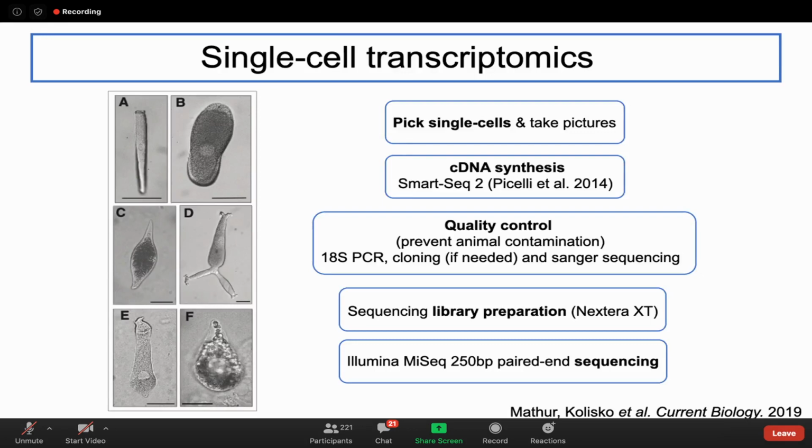And then we prepare libraries and we sequenced on the Illumina MiSeq platform. On the left here are some of the micrographs of some of the single cells that we sequenced, and this came out in our paper last year. And as you can see, they have quite a diverse morphology even between them.